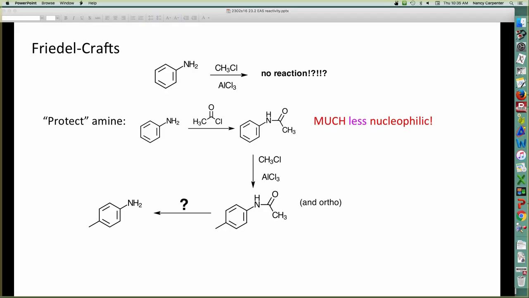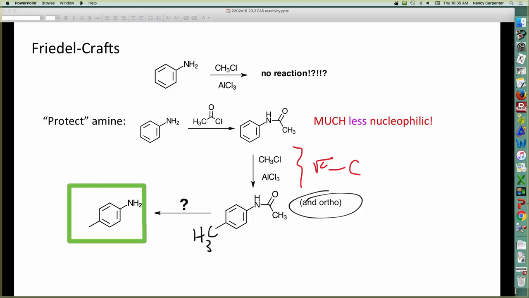So addition of my typical Friedel-Crafts reagents of my alkyl halide and my Lewis acid successfully yields the Friedel-Crafts product, putting my methyl group in the para position and also the ortho position. We assume we can separate those out. And then if my end target molecule is this guy, all I have to do is deprotect it. So the question here for you is, what reagents do I need to add over the arrow to go from the acetylated anilide to my free amine? Might want to think that one over.